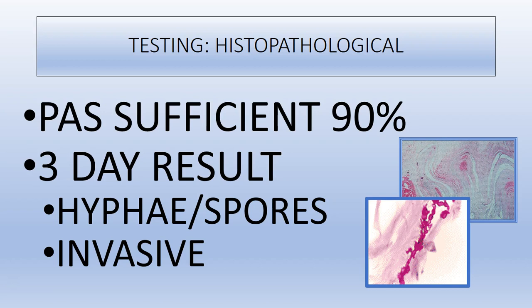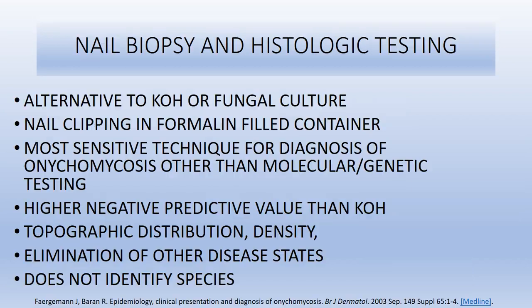Usually, I would say 90% of the time, PAS testing with histopathology is adequate for the needs in the office, and the turnover is rather rapid. It's a 3-day turnover, and gives us more than adequate information. It is an alternative to fungal culture, certainly an alternative to KOH. The nail clipping is placed in a formalin-filled container.